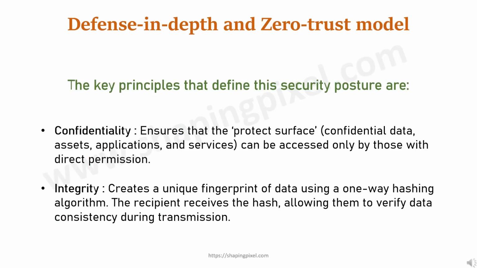The key principles that define the security posture are: Confidentiality ensures that the protected surface can be accessed only by those with direct permission. Integrity creates a unique fingerprint of data using a one-way hashing algorithm. The recipient receives the hash, allowing them to verify data consistency during transmission.